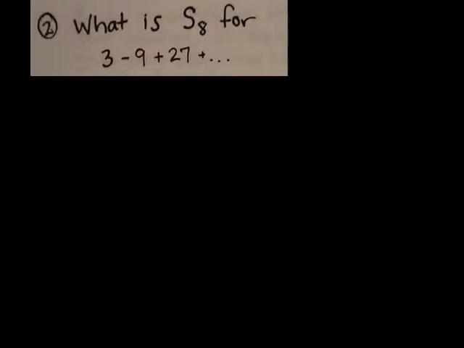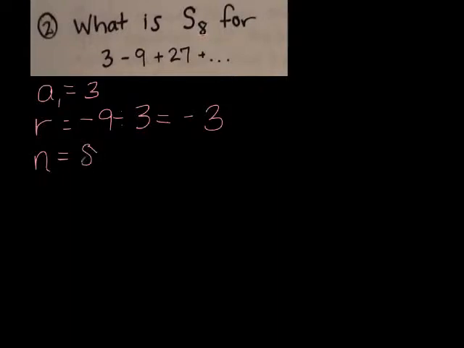We only need to know 3 things in order to do this with our formula. So A1 is one of those things. And in this problem, the first term is 3. R is another thing that we need to know. That's the number we're multiplying to get from term to term. We can take the second term, -9, divide by the first term 3, and we know that R is -3. We also need to know N. That's the number of terms that we are going to add up for this series. And since it says what is S8, N is 8.